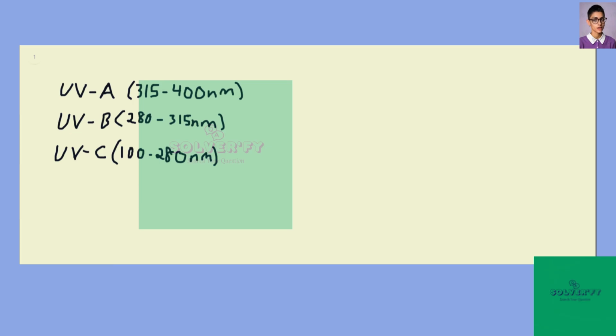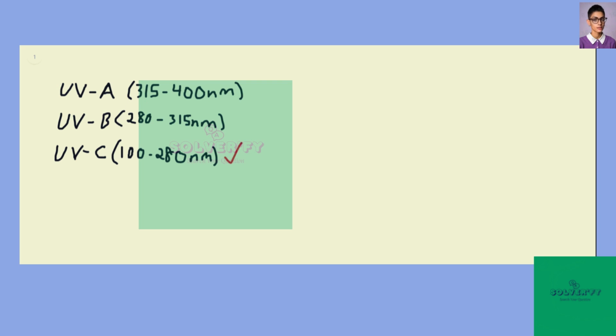Alright guys, we're doing problem 22 of chapter 18 in Chemistry: The Central Science. The ultraviolet spectrum can be divided into three regions: UVA, which is 315 to 400 nanometers, UVB, which is 280 to 315 nanometers, and UVC, which is 100 to 280 nanometers. Photons from which region have the highest energy and therefore are the most harmful to living tissue?